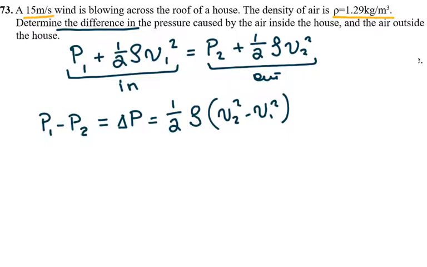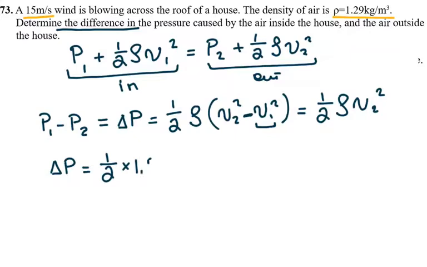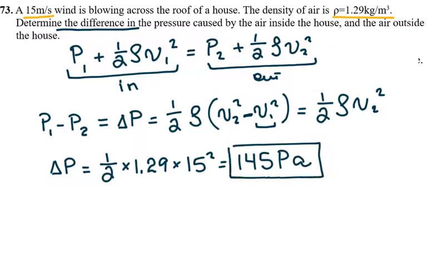So the velocity outside of the house is V2, and that's 15 meters per second, but there's no velocity inside of the house, so that is 0. So that gives me 1/2 rho times V2 squared, because V1 is equal to 0. So the change of the pressure between the inside of the house and outside of the house is equal to 1/2, and then the density of the air is 1.29, and the velocity is 15 squared. So that will give me 145 Pascal. So I have 145 Pascal is the difference between the top and the bottom pressure inside and outside of the house.